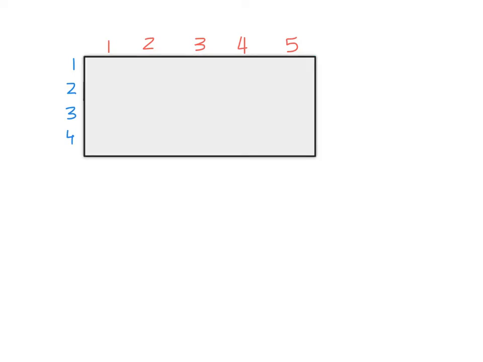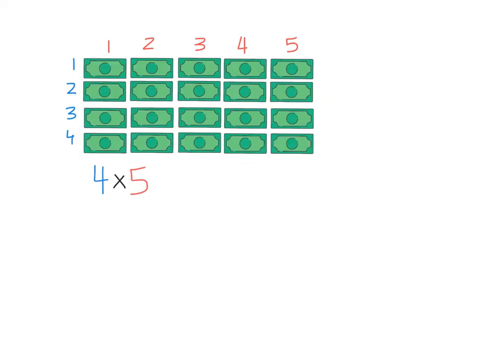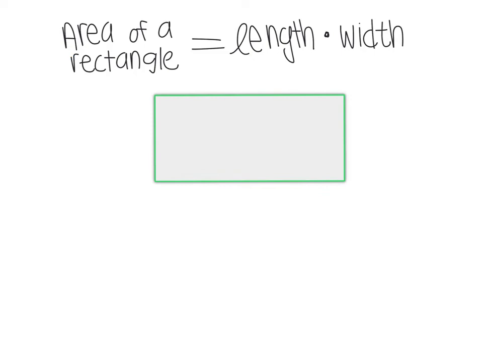What if I covered up the dollars with a rectangle and told you that $5 bills can fit across the width of the rectangle and $4 bills can fit along the length of the rectangle? Could you tell me how many dollars would fit in the entire rectangle? You could still multiply 4 times 5 because there are still 4 groups of $5 bills. This is why we multiply length and width to get the area of a rectangle.